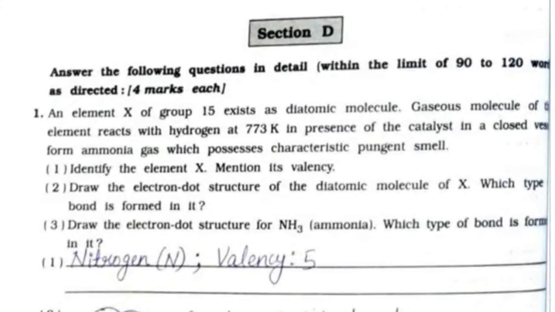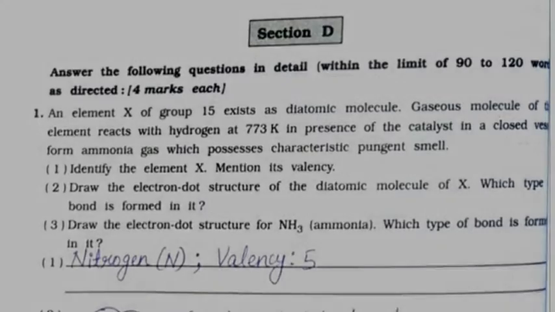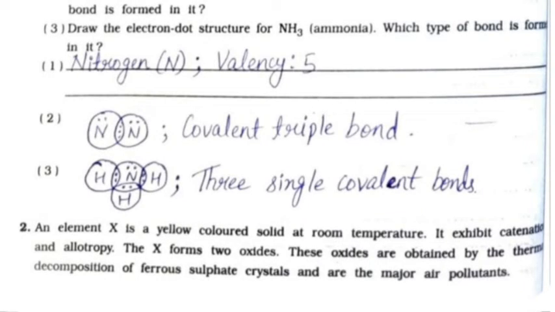Now we'll continue with section D. Answer the following questions in detail, that are the 4 marker questions. First one: an element X of group 15 exists as a diatomic molecule. The gaseous molecule of the element reacts with hydrogen at 773 K in the presence of a catalyst in a closed vessel to form ammonia gas, which possesses a characteristic pungent smell. You need to answer the following questions given below on the basis of this information. So you can see the answer from the video and complete it in your workbook.